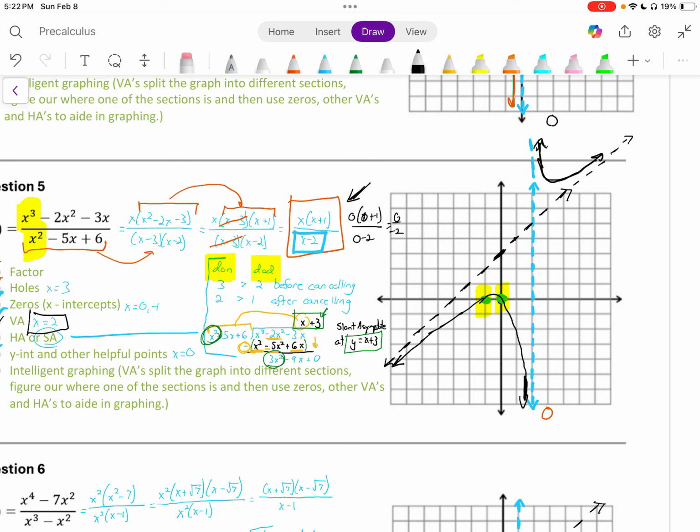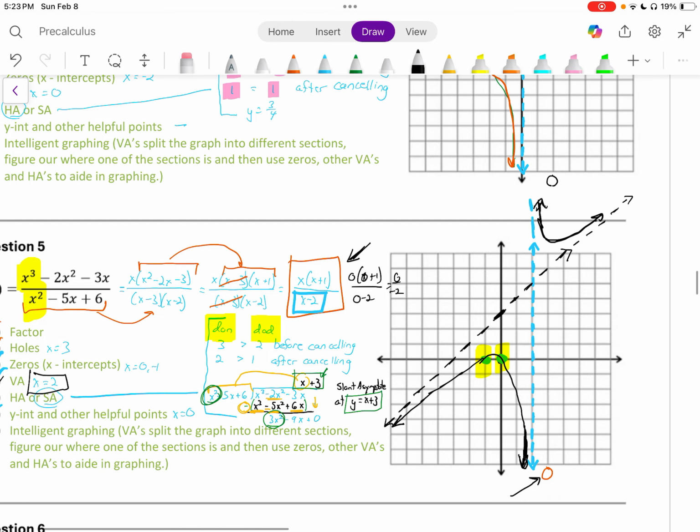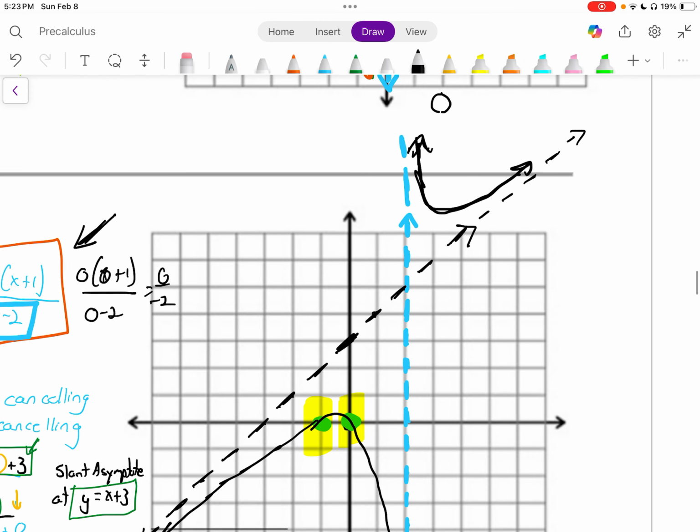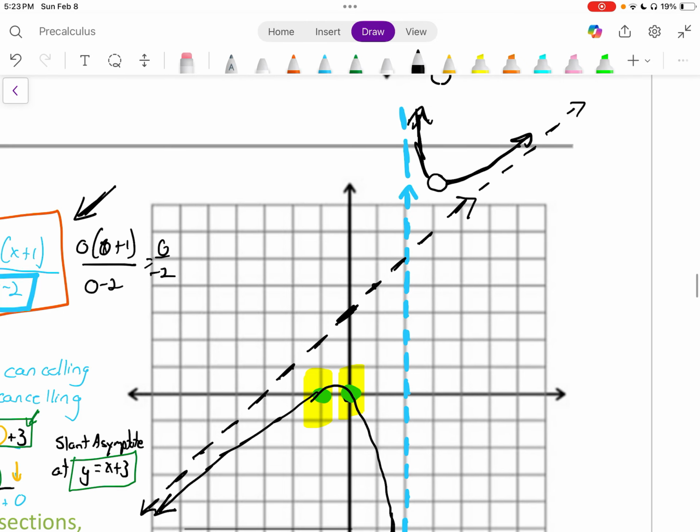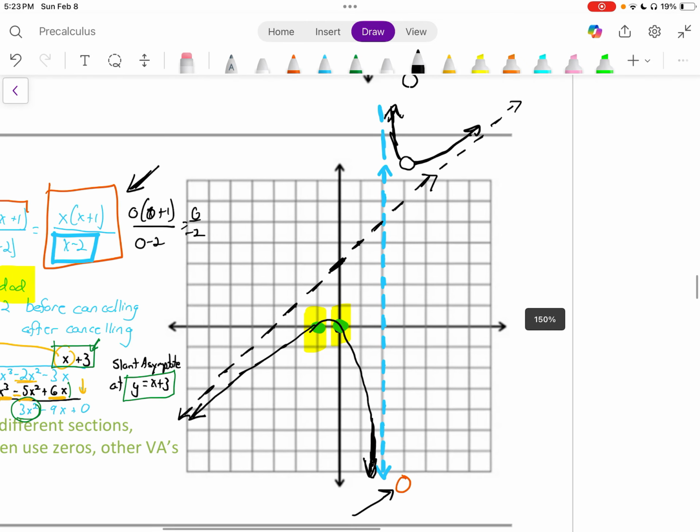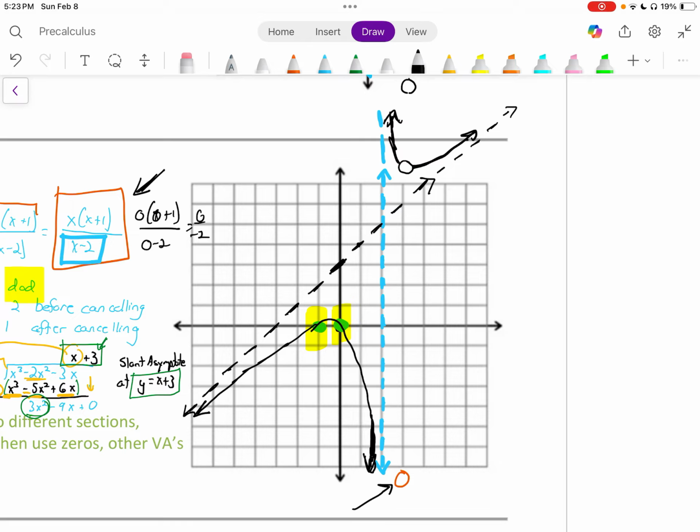And then lastly, I see this little orange circle to remind me that there's a hole in the graph at 3. So I'm going to come up here on my graph. I'm going to erase at 3 and put an open circle. And there is the graph for number 5.